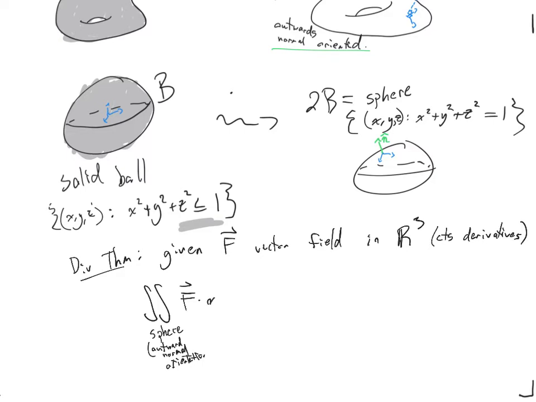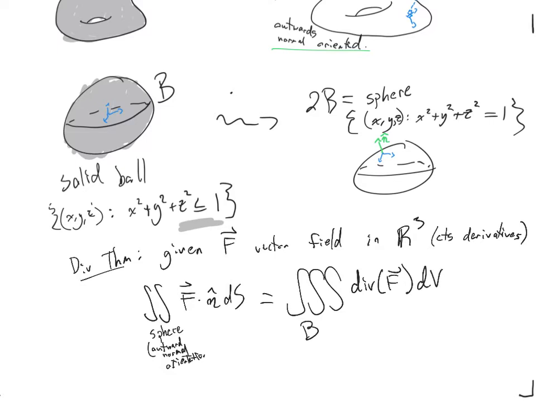So that would be f dot n hat ds as the triple integral over the ball B, the solid ball, of the divergence. So the divergence of f dv. And you just add up all these divergences at each little place in the ball, and you'll get some number.